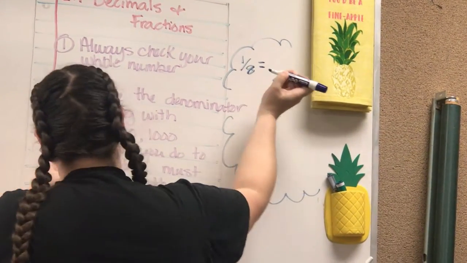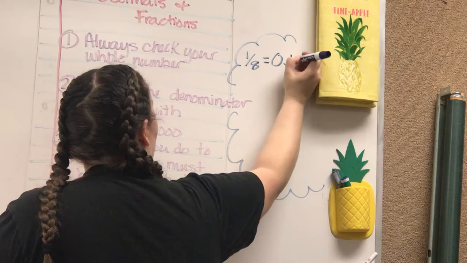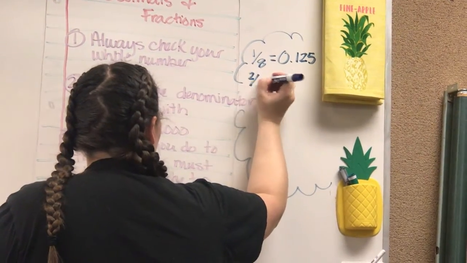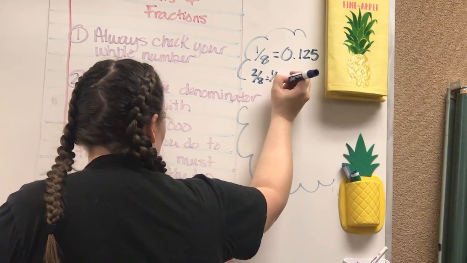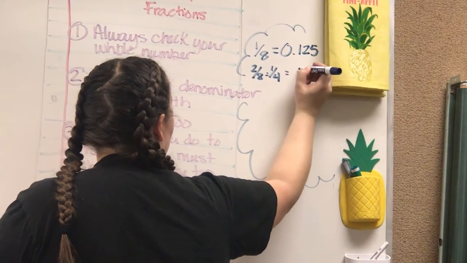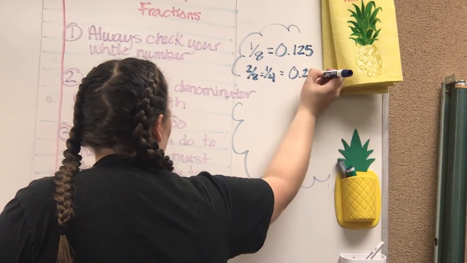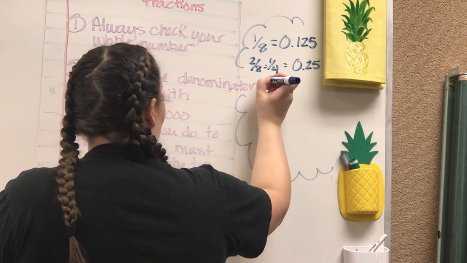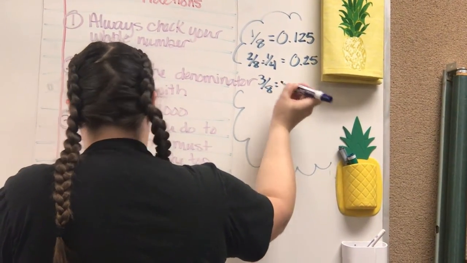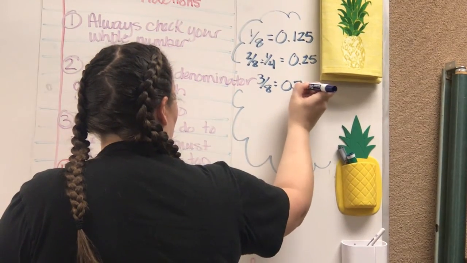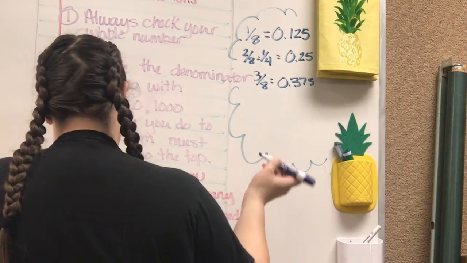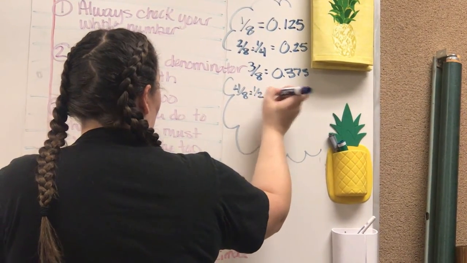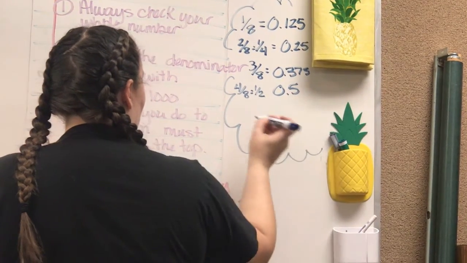1/8 is equal to 0.125. Okay? 2/8 is equal to 1/4, and 1/4 is equal to 0.25. It's equal to a quarter. Okay? 25 cents. 3/8 is equal to 0.375. 4/8 is just a half. And a half is 0.5.